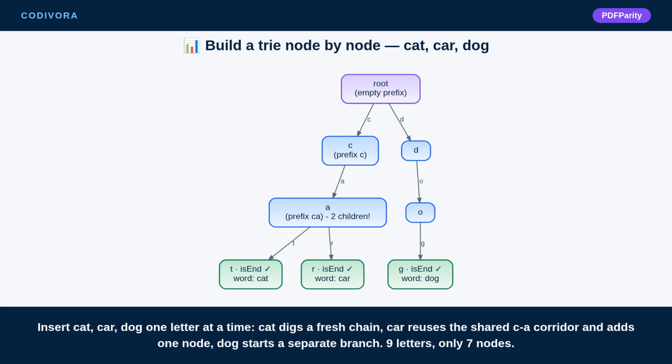C already exists, walk into it. A already exists, walk into it. Only R is new. 1 new node, because cat and car share the C-A corridor. Insert dog. Shares nothing, so it grows a whole new branch off the root. 9 letters typed, but only 7 nodes created. That gap is prefix compression, and the rule is simple. Walk what exists, dig what is not, flag the last.